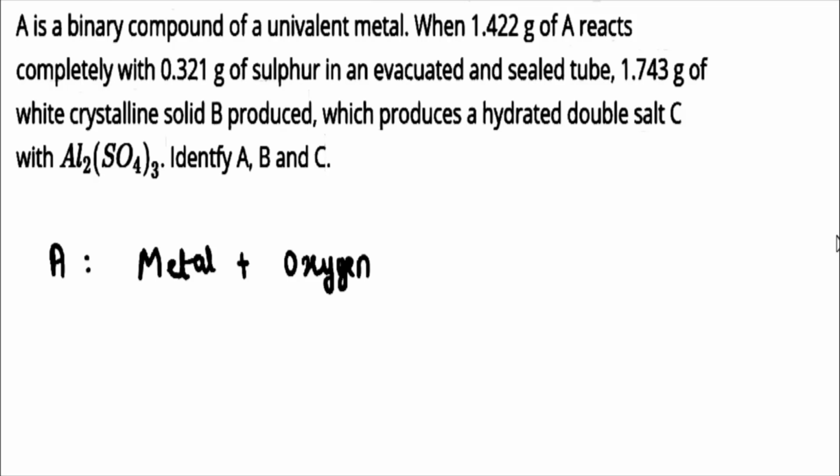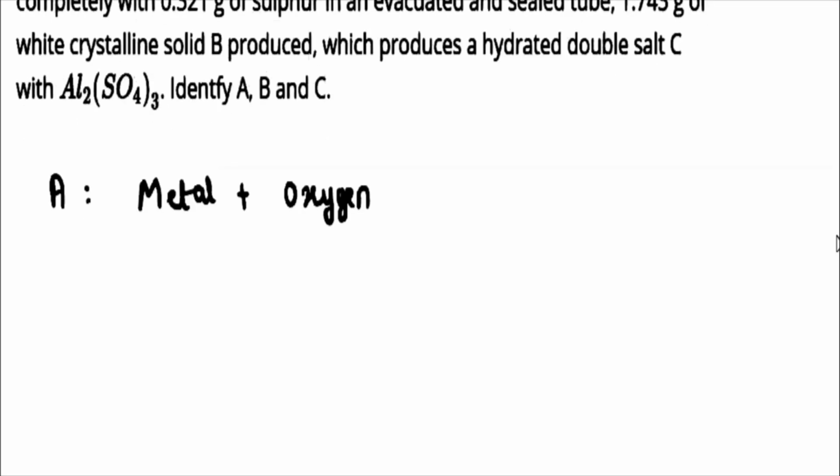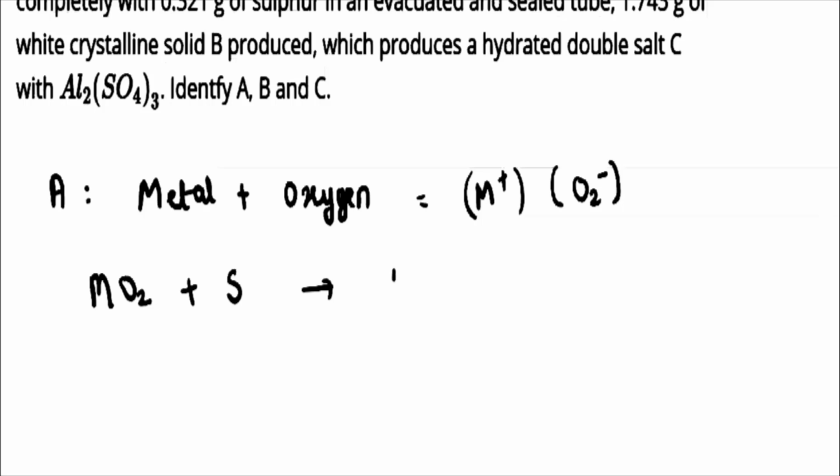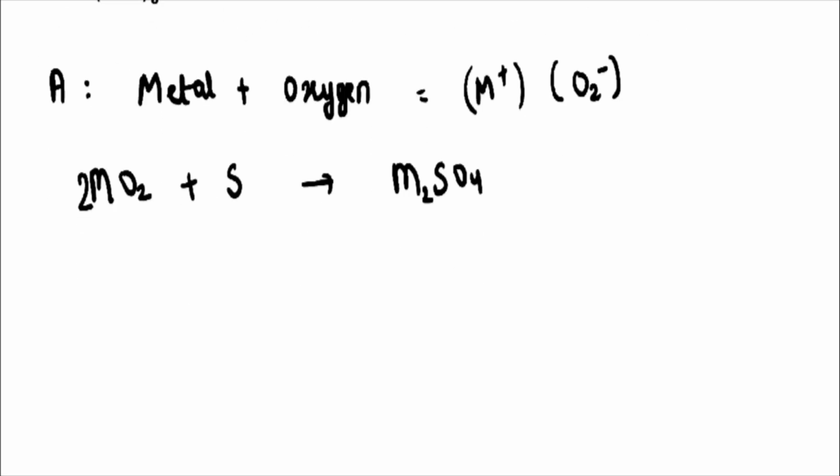Okay, so here our metal, since univalent, is M+, and our oxygen is present as superoxide, so it will be O2 minus ion. So MO2, when treated with sulfur, forms M2SO4. Such kind of reaction will take place. That's why our oxide will be a superoxide basically.